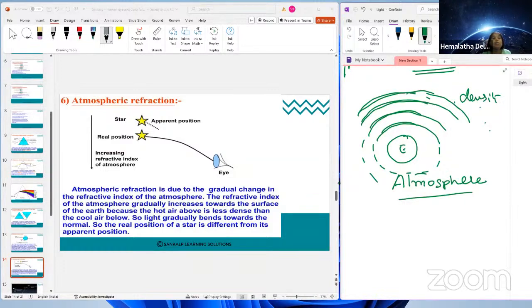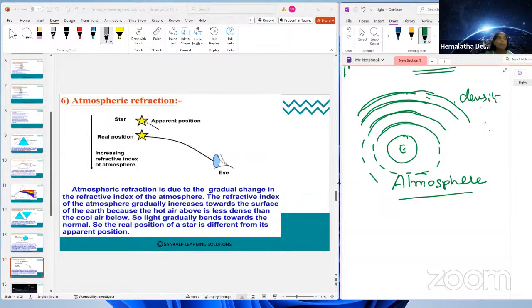Denser means the atmospheric layer which is near to Earth is denser than the one which is far up from the Earth. Due to this atmosphere only, life exists on the Earth. Those things you know.